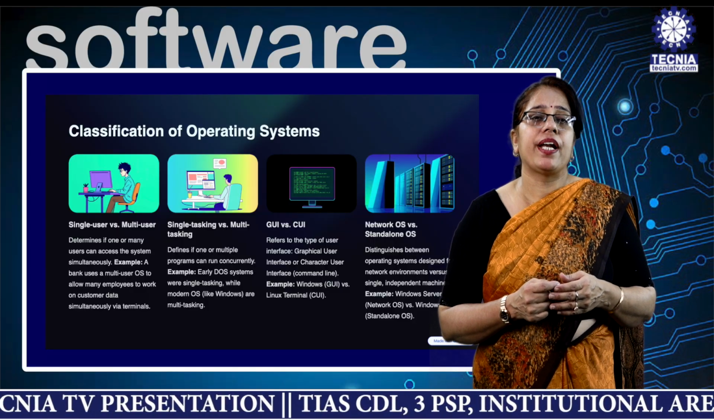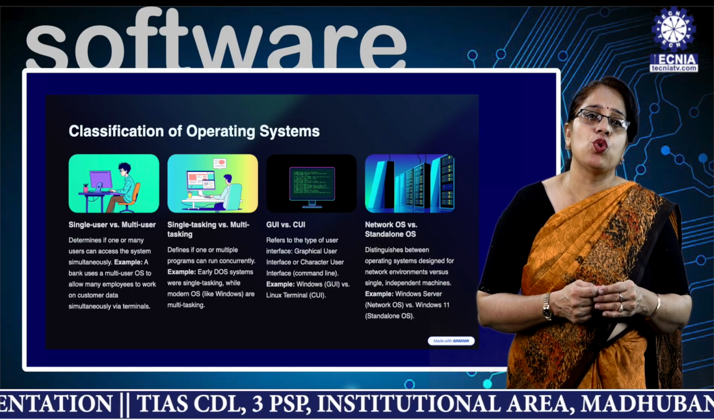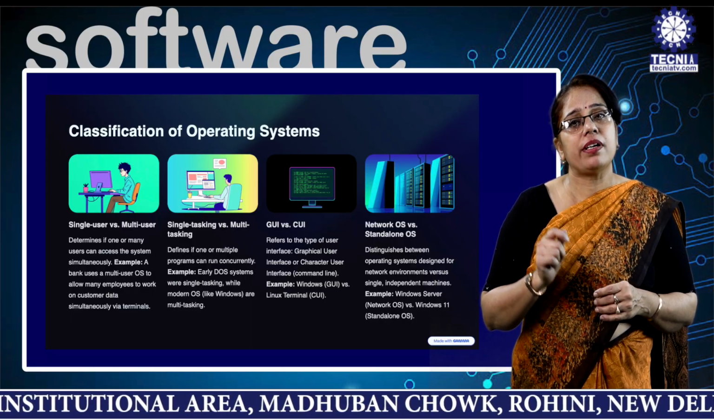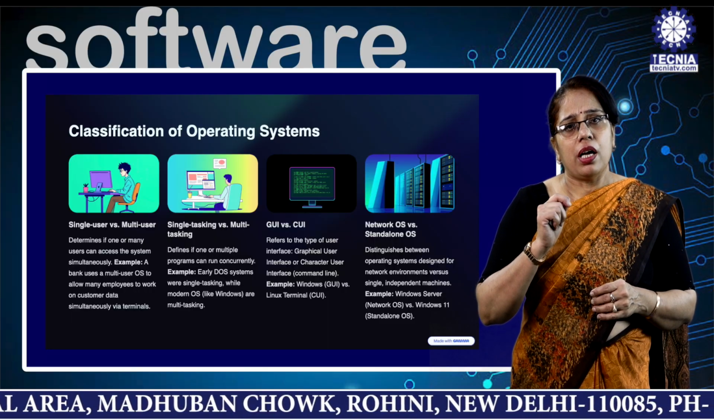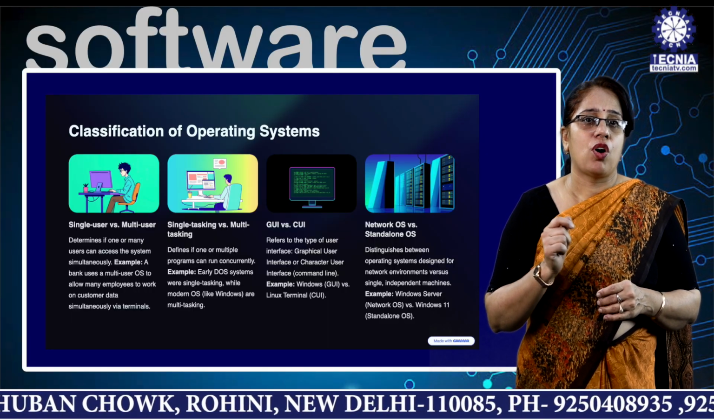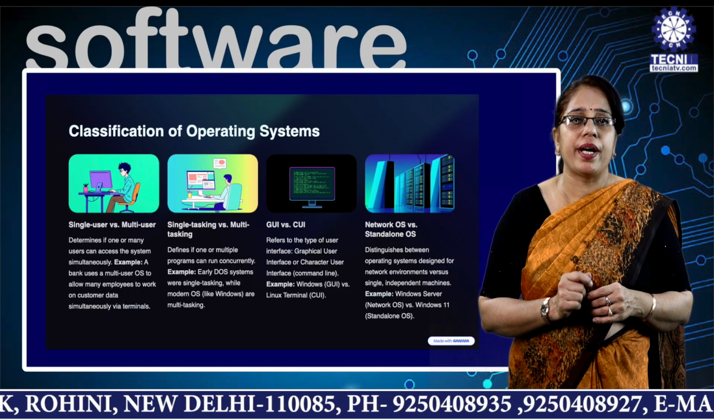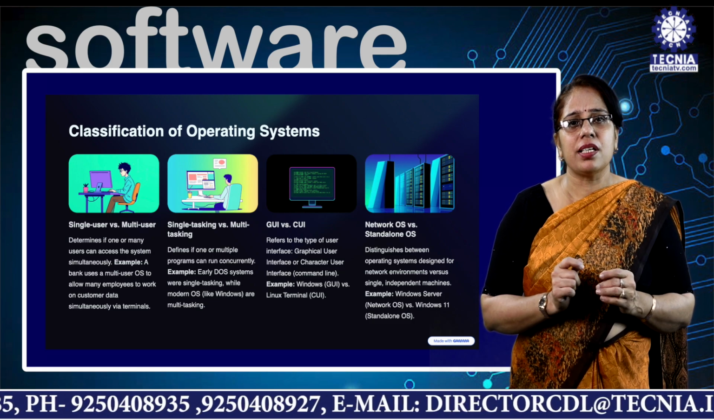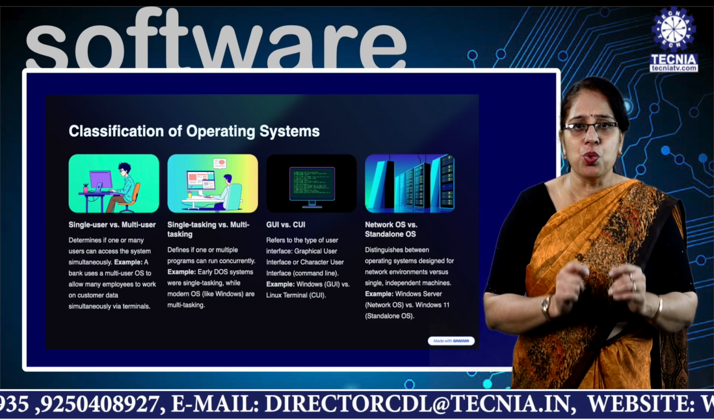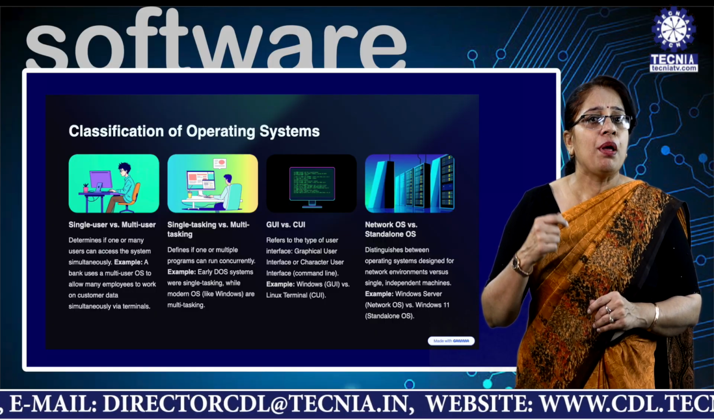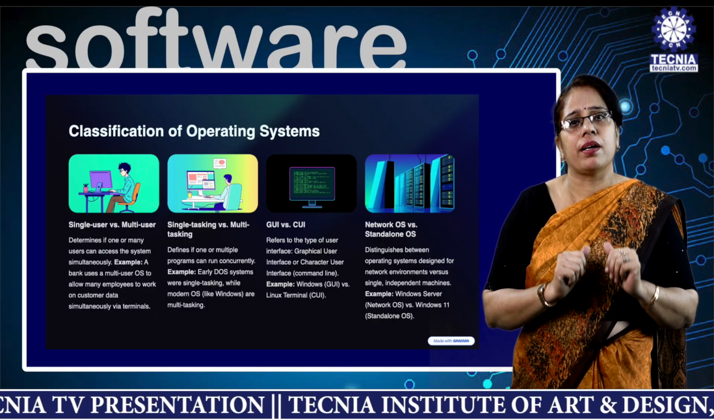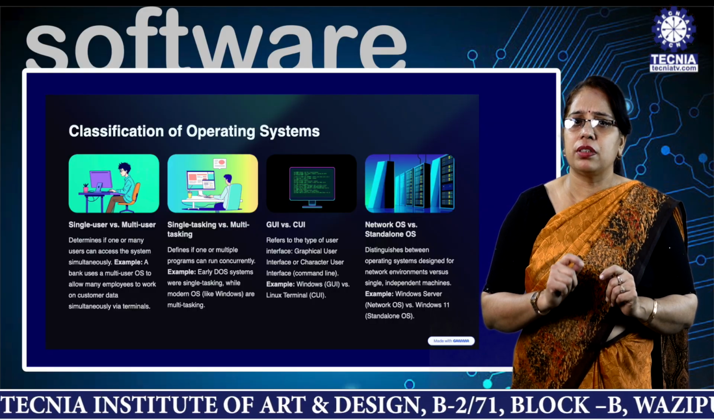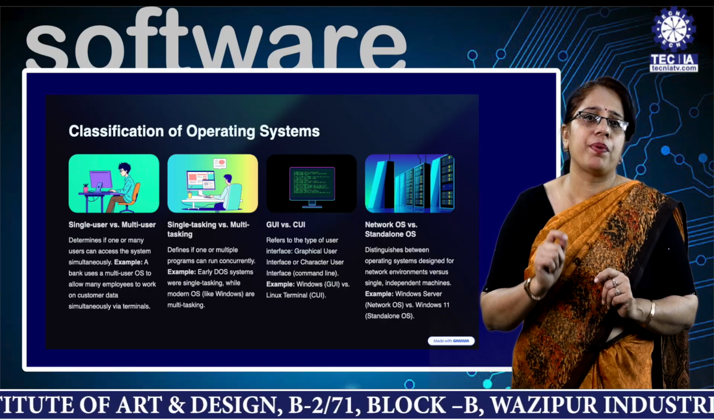Another type of operating system is GUI based and CUI based. GUI means graphical user interface and CUI stands for character user interface. There is one more category of operating system which is called network operating system versus standalone operating system. So you can imagine this like a bank. A bank uses a multi-user operating system to allow many employees to work on the customer data simultaneously via different terminals. So today we covered the basics and significance of operating system.